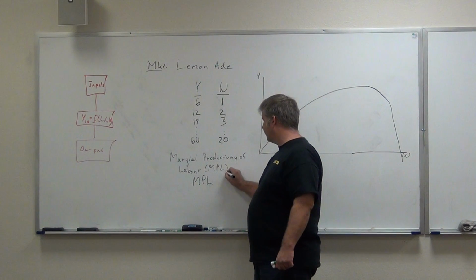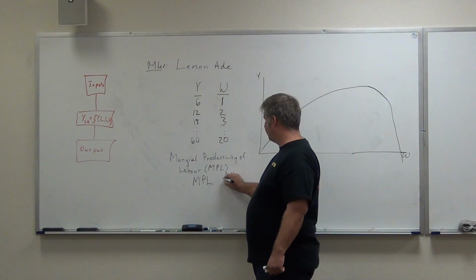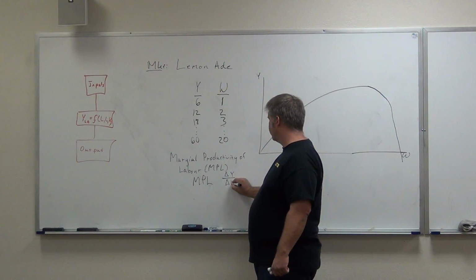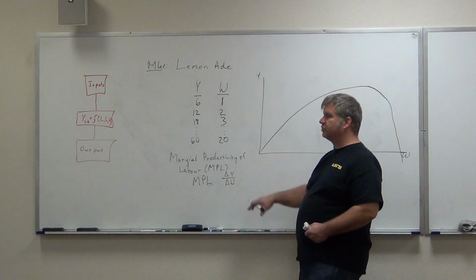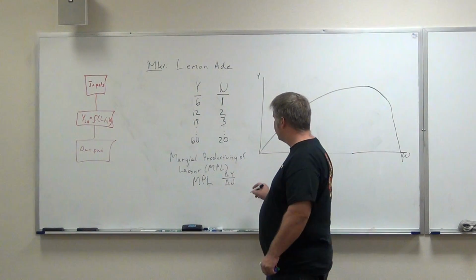But the general formula for MPL isn't that bad. It's the change in production from 2 points divided by the change in the number of workers, or whatever the input is. And this is the simplest version with 1 input into our labor market.